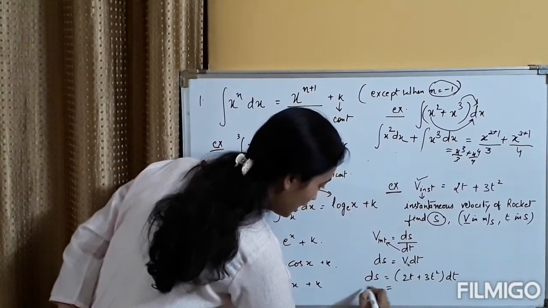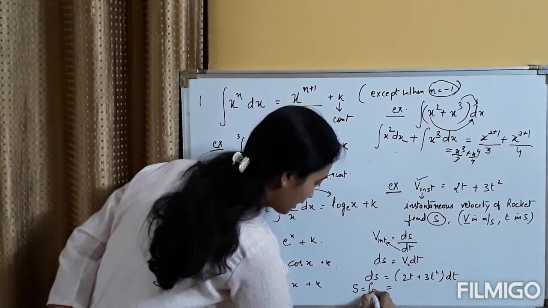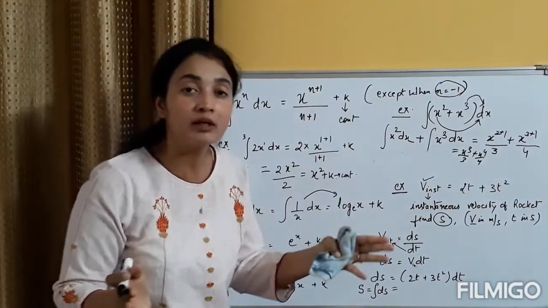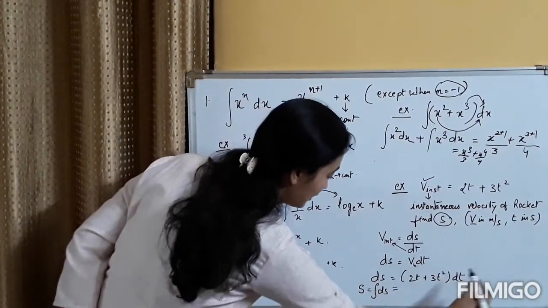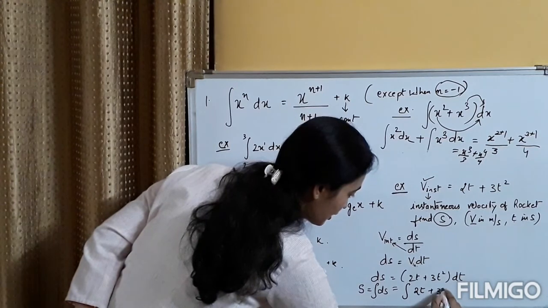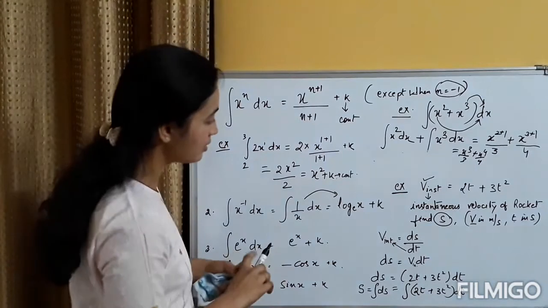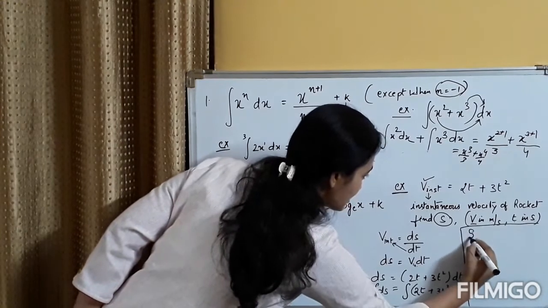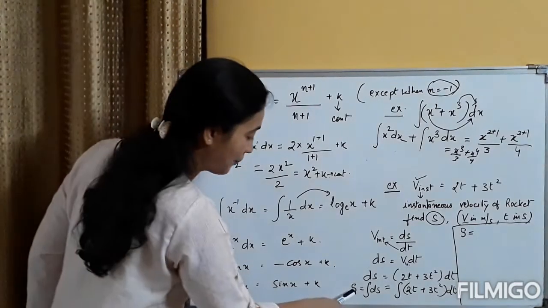So what are we getting here? If we want to get the result, S will be equal to integration of ds. If I add up all the small displacements, I will get total displacement S. So S will be the integration of this side. At the same time, I have to integrate the right side also. So integration of this term 2t plus 3t square dt. You know how to integrate it, isn't it? When we integrate, we get S, which is integration of ds. Adding all small ds, I'm getting capital S.